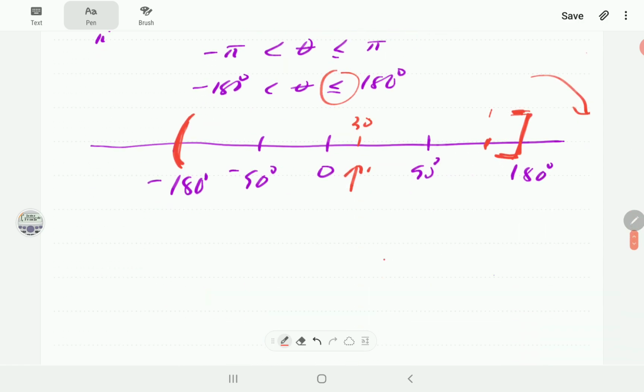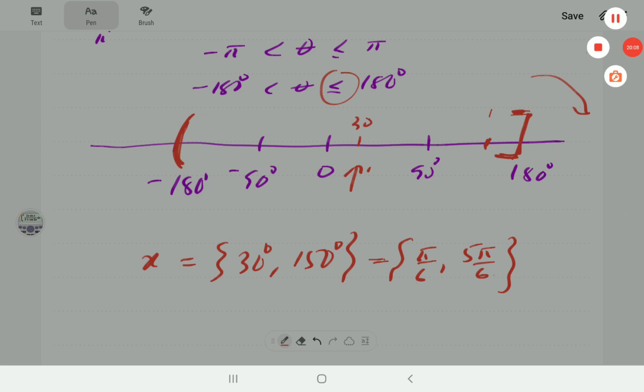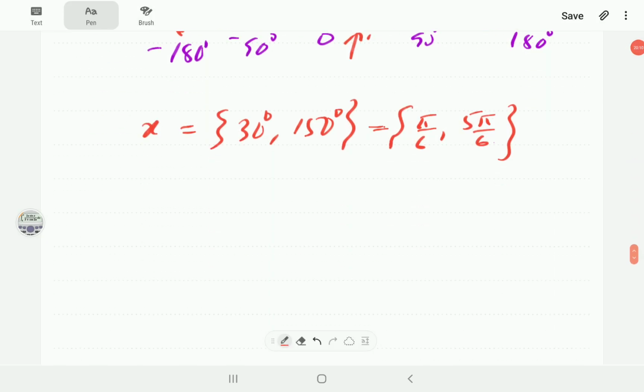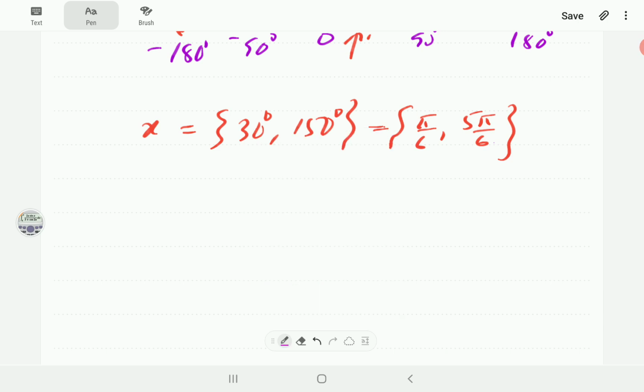So for part 2, our answer is just going to be 30 and 150. So in radians, pi over 6, 5 pi over 6. So that rounds up the first question. Okay, so then in B, we have cosine theta is equal to -1/2. I'm going to start doing this one a bit quicker because we've already established the routine.